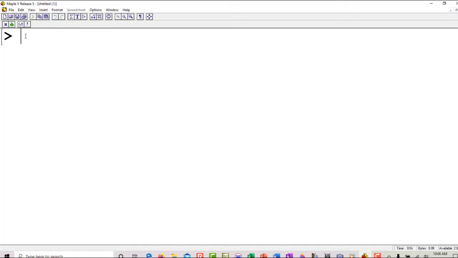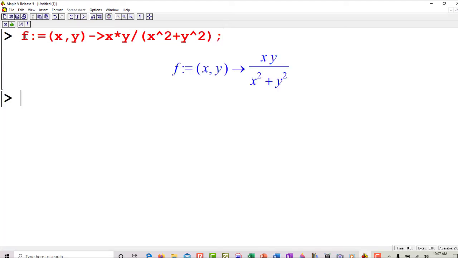I thought that I'd show you some of the graphs of these important functions that we've had. Let's suppose that f maps x comma y into x times y divided by x squared plus y squared. So that's our function. And let's take a look at this.